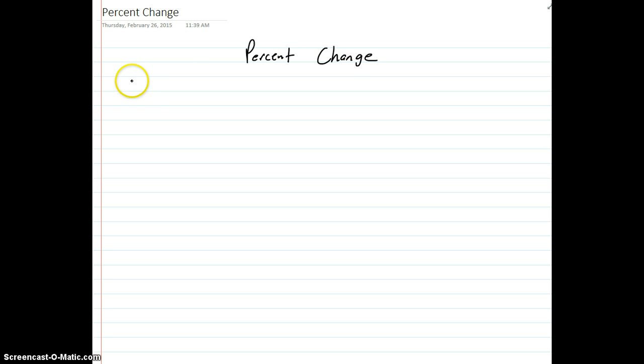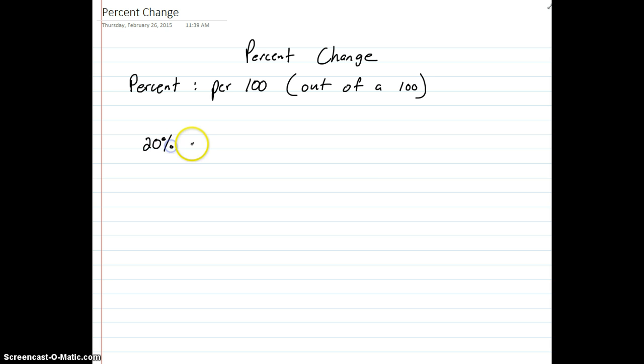All right, so when we think about percent, it really means per 100, or out of 100. So let's look at an example: find 20% of 60.